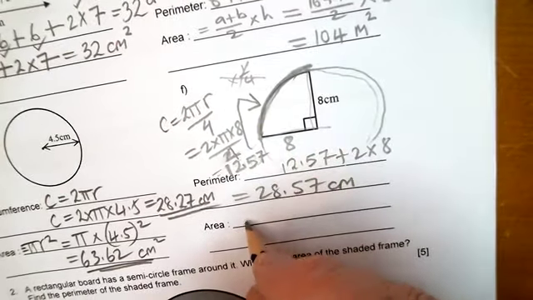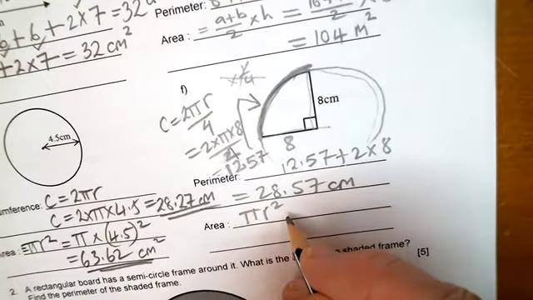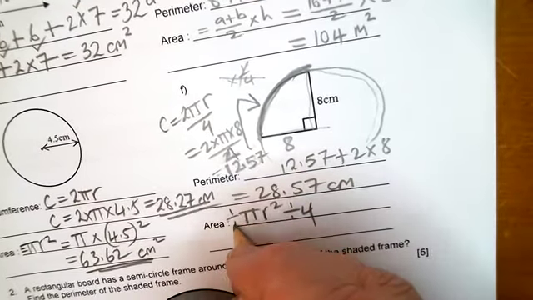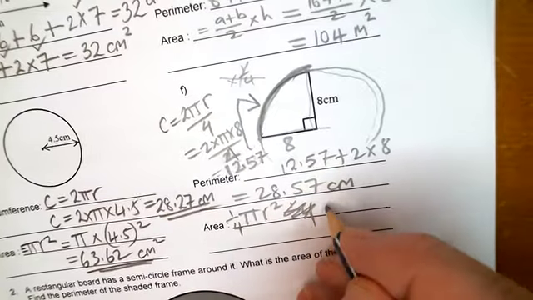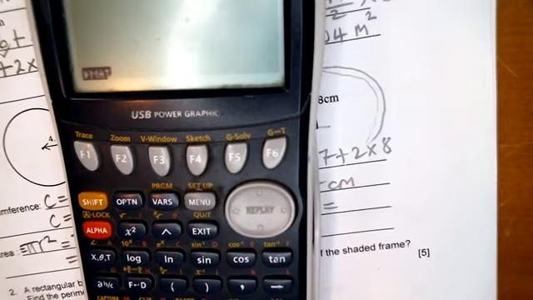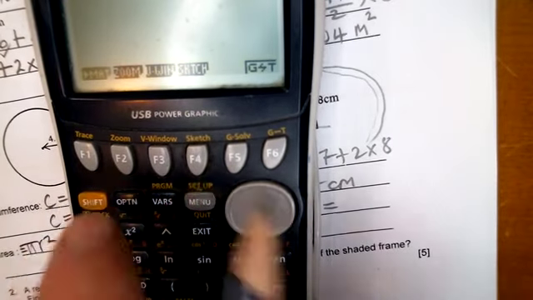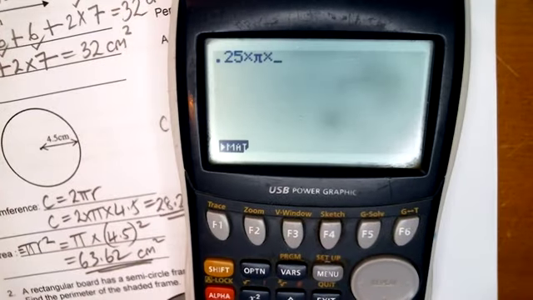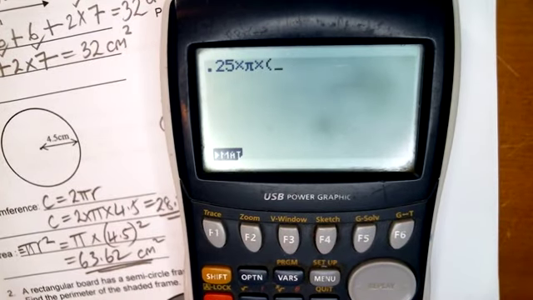Yeah, so it's going to be pi r squared divided by 4. Or a quarter. That's probably best, saying a 1/4 pi r squared. Let's get rid of that and just type it straight in. 1/4, or 0.25, times pi times r. R was 8, and it's 8 squared. There it is.